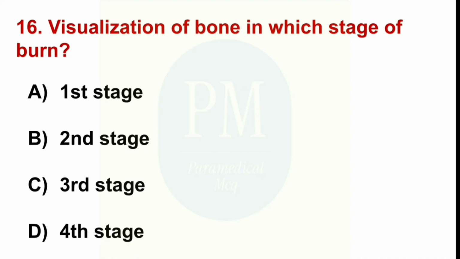Visualization of bone occurs in which stage of burn? Option A. First stage. Option B. Second stage. Option C. Third stage. Option D. Fourth stage. The correct option is option D. Fourth stage.